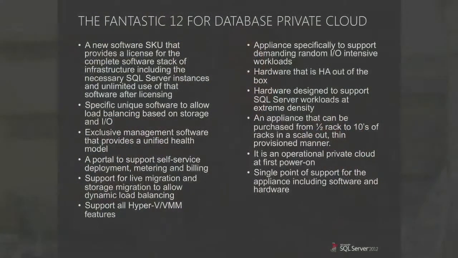Now, all that together sums up what I think of as my Fantastic 12 for the database private cloud. The first is that we've created a new software SKU that allows you to collect together all the infrastructure components and then have them pre-installed and available on the appliance. The second is we've created some special software to allow for load balancing of I/O. One of the things that is not done in most private cloud infrastructure is dynamic load balancing around I/O, and we're able to do that with the appliance.